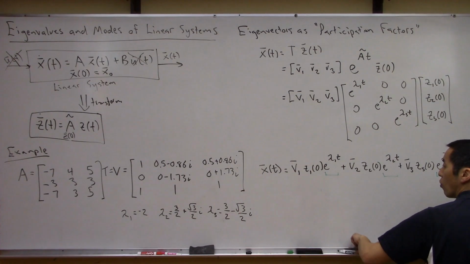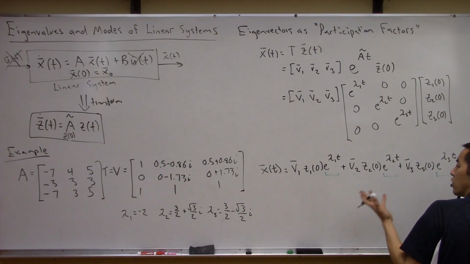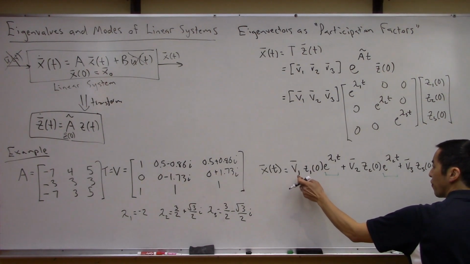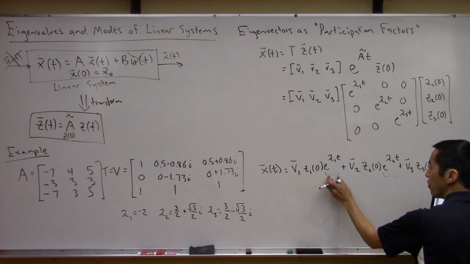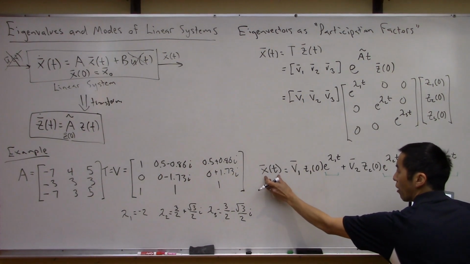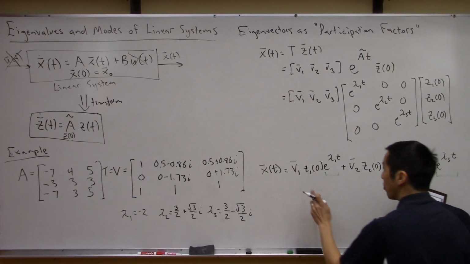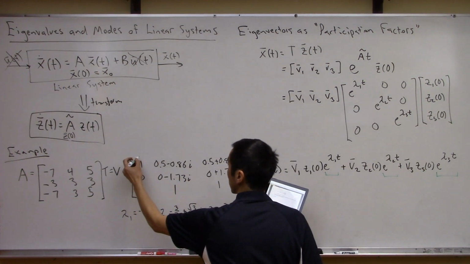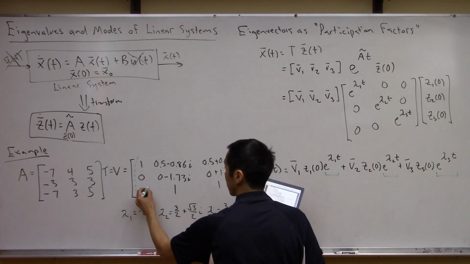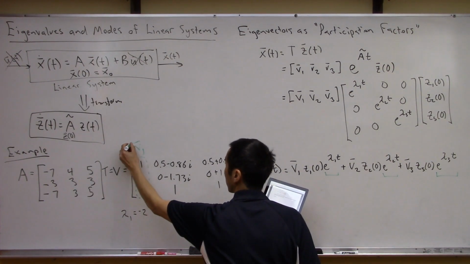Now, what we have in front here, z10, z20, z30, those are just scalars. And these vectors are effectively telling you how much of each mode shows up in the response of x of t. So, for example, let's look at v1. I'll just do this in a dashed line. This is v1, the first eigenvector.